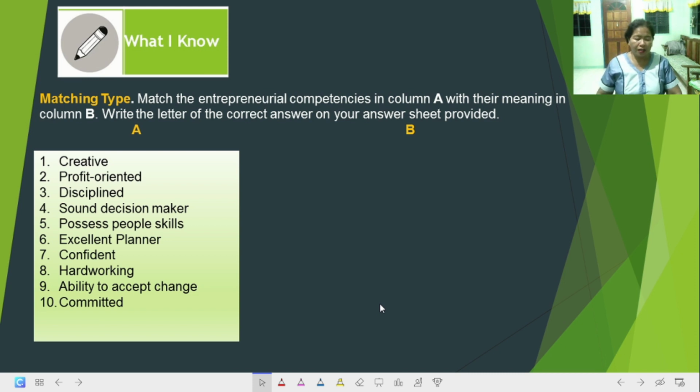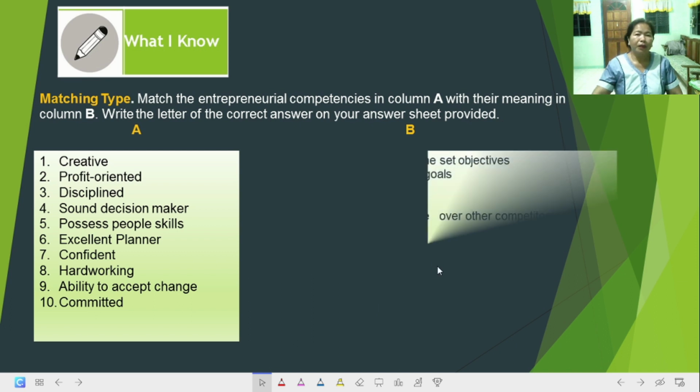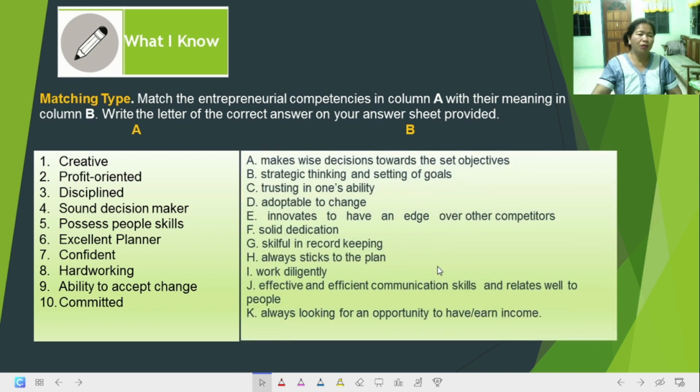In order to answer, you need to match that with those words in column A. So column B, we have: makes wise decisions towards the set objectives, strategic thinking and setting of goals, trusting in one's ability, adaptable to change, innovates to have an edge over other competitors. Letter F, solid dedication. G, skillful in record keeping. Next one is always sticks to the plan. Another one is works diligently.